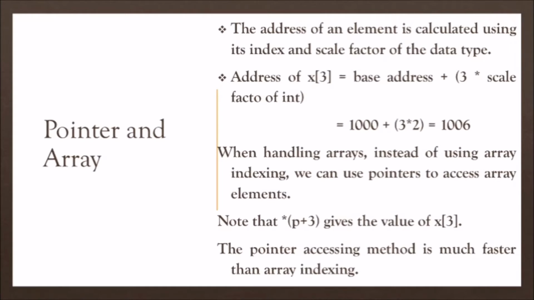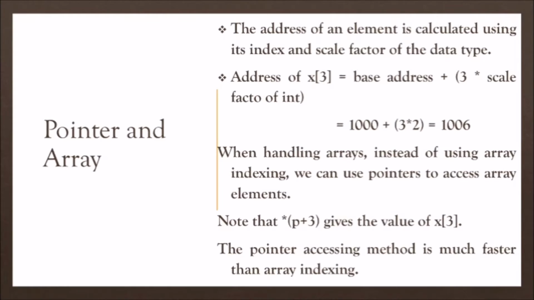So the address of an element is calculated using its index and the scale factor of the data type. The address of x[3] is equal to the base address 1000 plus 3 times the scale factor of integer, which is 2, because its index is 3. So 3 multiplied by 2, which gives 1006. So we can find the address of an element using its index.